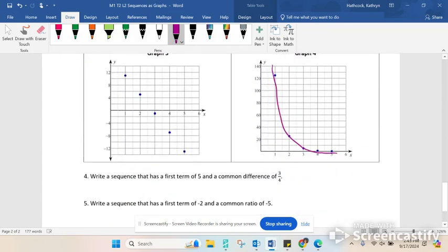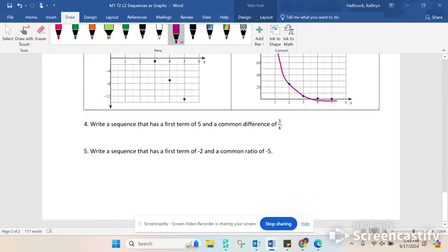All right, last but not least, I need to write a sequence that has a first term of 5, a common difference of 3/4. So I'm going to put 5 right here. That's my first term. Then, since it says difference, I need to add 3/4. You could literally just put that in your calculator. Don't forget that you have a fraction button of n/d, and you can use that to put this 3/4 into your calculator.